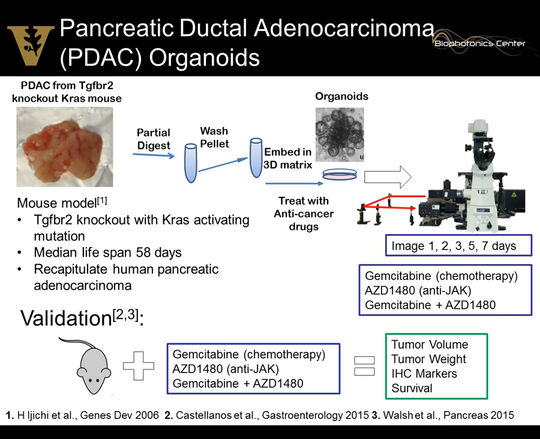So for validation, we actually took these mice and treated them with the same things that we were treating in the 3D culture, and we waited much longer for this. So this endpoint came weeks and weeks later. We let the mice live as long as they could. This is, again, very aggressive, so they only live for about 58 days. And so we have endpoints of tumor volume, tumor weight, immunohistochemistry markers, and survival. I think I'm only showing a few of those today, though.